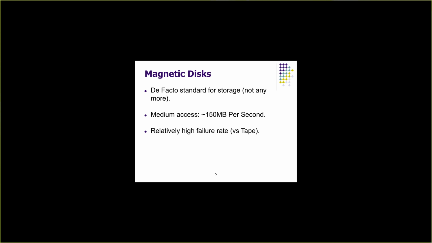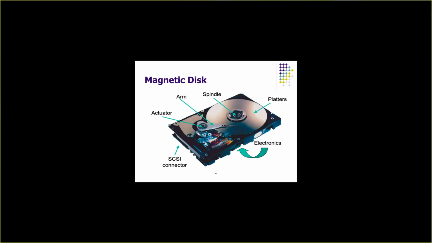So let's take a deep dive into magnetic disks and see how they work, what the components are that affect their access time, and how exactly an access made to a magnetic disk will be satisfied. So, a picture of a magnetic disk is shown on the slide. It has many active components, and a magnetic disk is usually connected to the system by using a SCSI connector, SCSI.